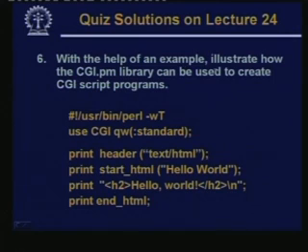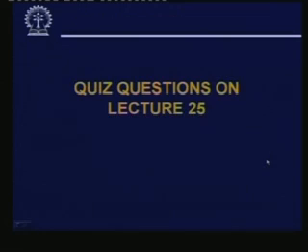Lastly, with the help of an example, illustrate how the CGI.pm library can be used to create CGI programs. This we had shown as examples in the previous class, that we can basically print using certain predefined functions, header, start HTML, end HTML, which will automatically put in the standard HTML code snippets in the output. So, it becomes really easy to write CGI script programs like this.